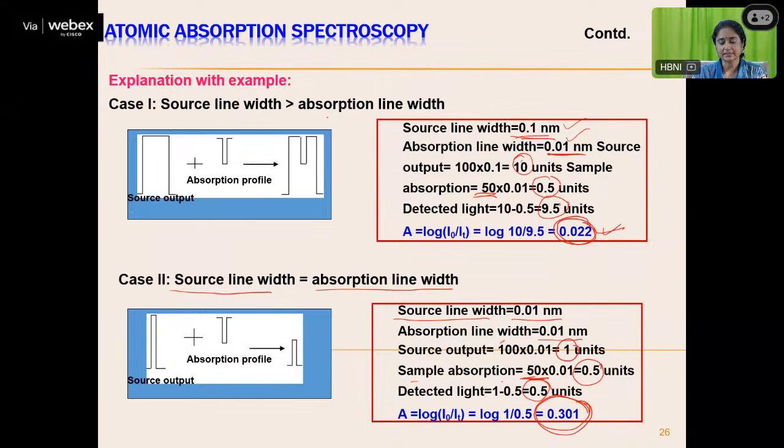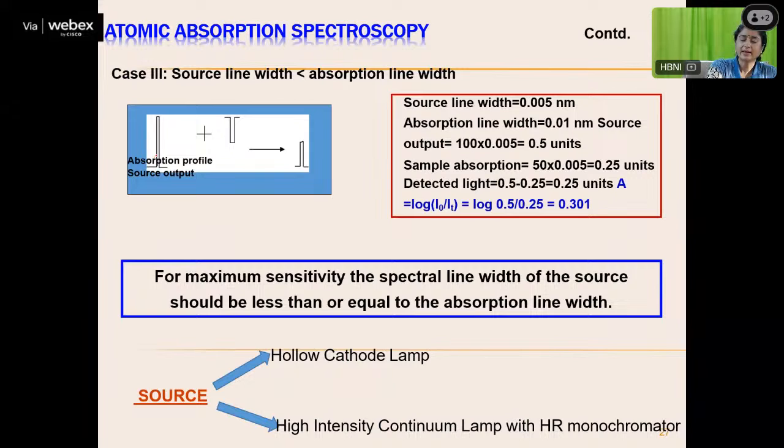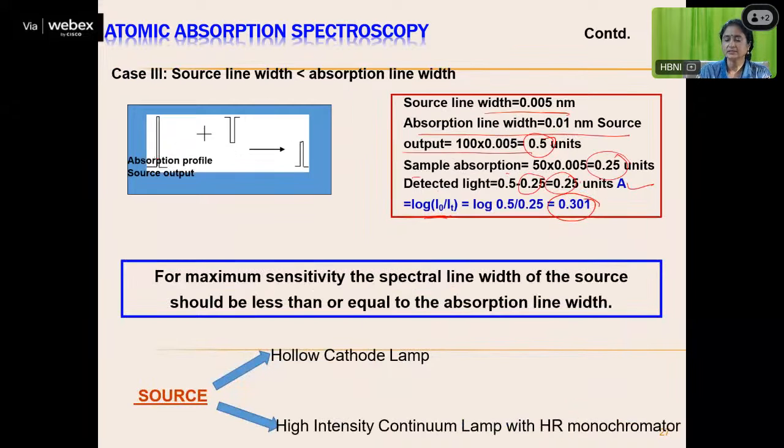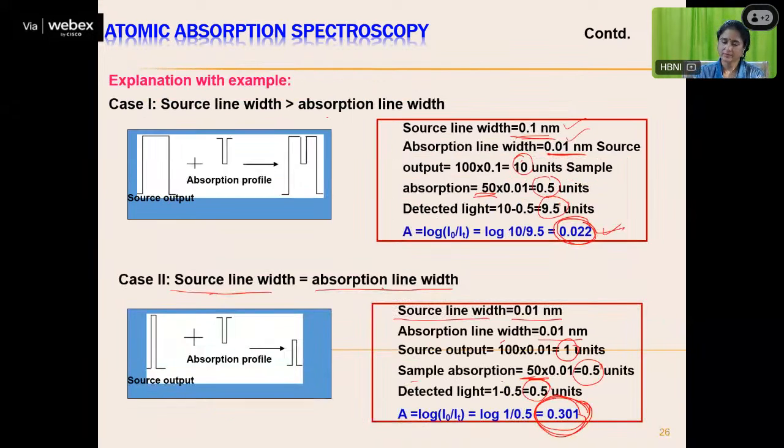So now let us take a third case where the source line width is lower than the absorption line width. So here in this case, the output of the source is 0.5 unit, sample absorption is 0.25 unit. Now detected light will be source output minus 0.25, which is 0.25 unit. So again, if you calculate absorbance, it is 0.301. You can see when the source line width is less than or equal to the absorption line width, absorbance is the same, 0.301. However, when the source output is broader, it is 0.022.